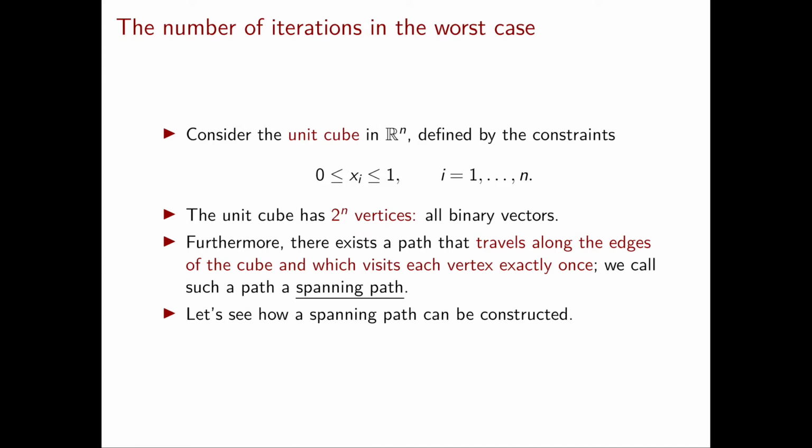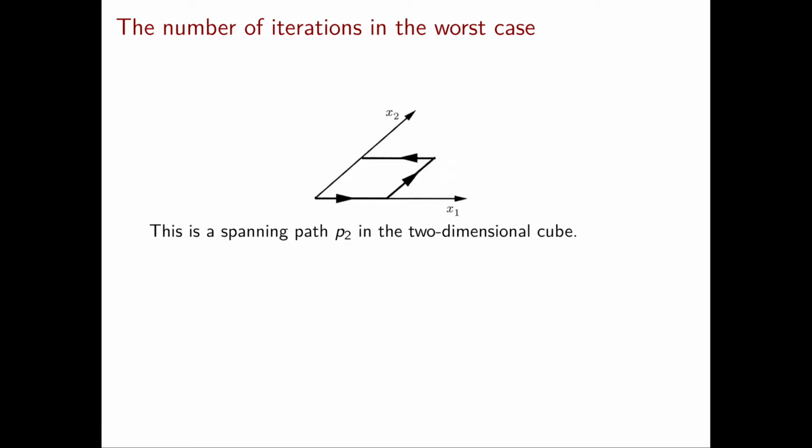It's then trivial to see that the unit cube has 2 to the n vertices, and these are all the binary vectors. The next thing that I want to show you is that there exists a path along the edges of the cube which visits all the vertices. This path will be called a spanning path. To see how a spanning path can be constructed in any dimension, we will now see a recursive argument.